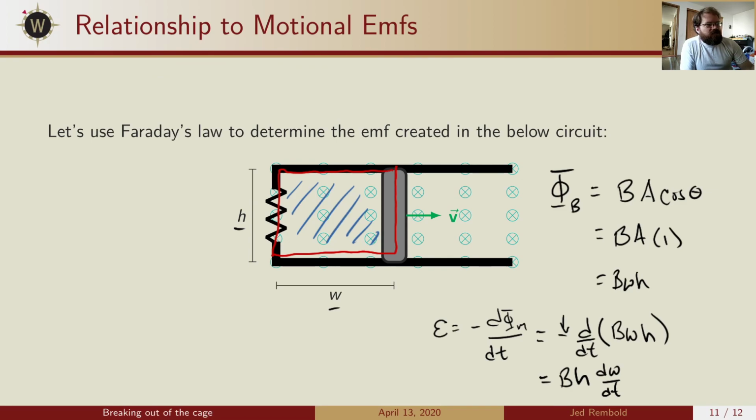But dW dt, that's just like a change in position over a change in time. This is just a velocity. And so we could also say that this induced EMF that we're going to get here is just going to be B times H times V, where the velocity would be the velocity of the bar here. And that is exactly what we got when we did this with motional EMFs previously.